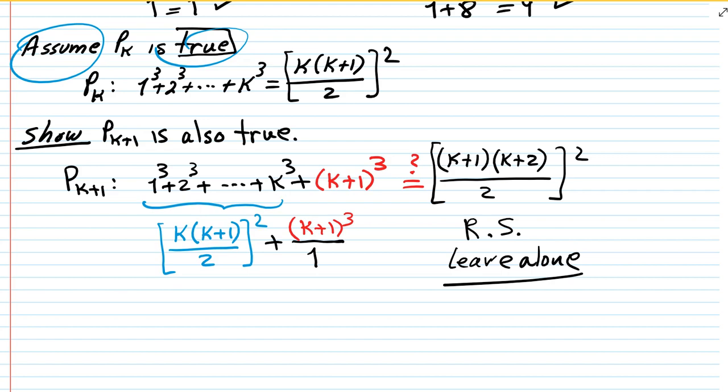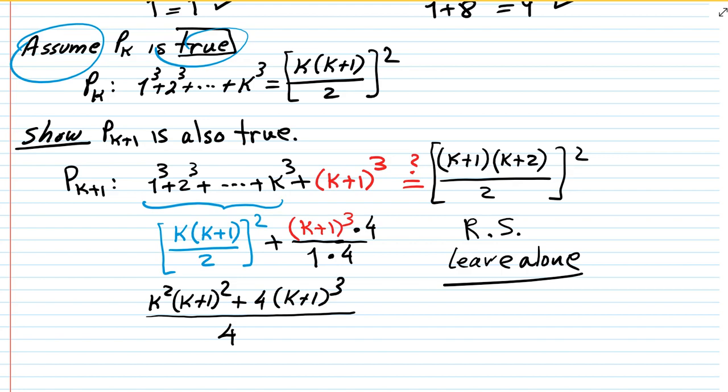And let's work on the left side. So what can I do on the left side? Well, on the left side, the LCD is 4, isn't it? Because when you square 2, you get 4. So this is 4. That means I'm going to multiply top and bottom by 4 for this fraction. The numerator of the first fraction is going to be k squared, k plus 1 squared. The numerator of the second fraction is 4 times k plus 1 cubed.